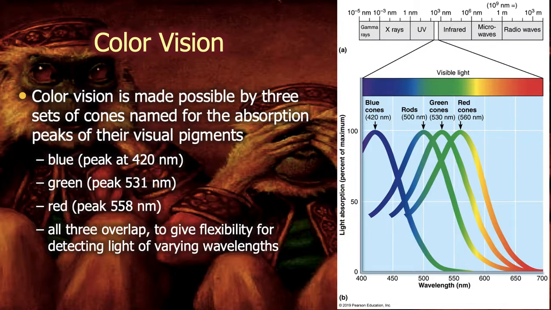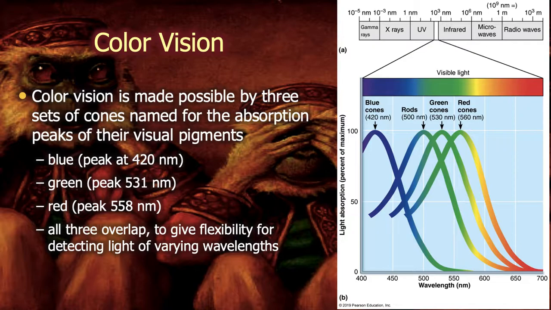Color vision. Okay, so cones. Color vision is made possible by 3 different cones, a set of cones that are named for their absorption peaks. So blue has a peak here at 400 nanometers. It picks up blue light really well, but some greens down here too. The green cone picks up in the green area, and the red cone picks up some reds, and some greens and yellows. With these 3 pigments together, we're able to pick up lots of different wavelengths. So you can see the different colors of the rainbow because they are activating those 3 different cones.